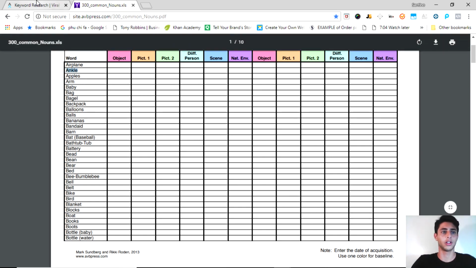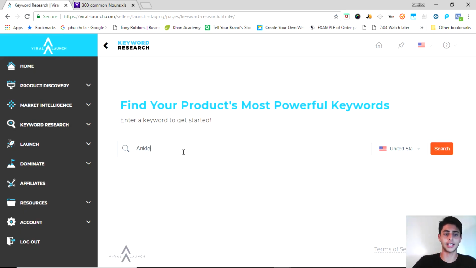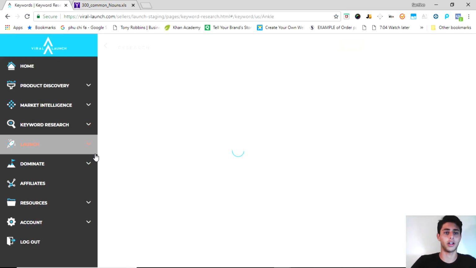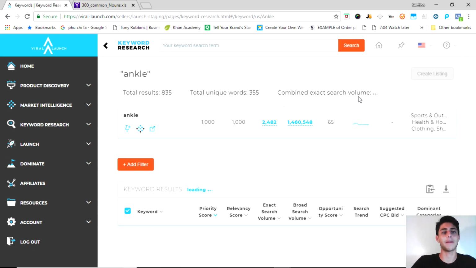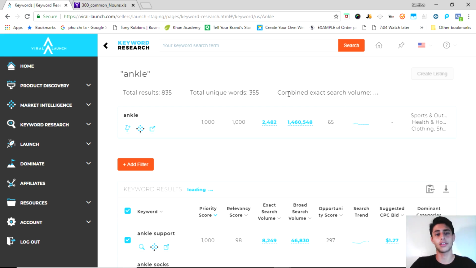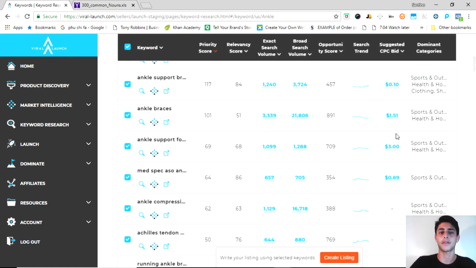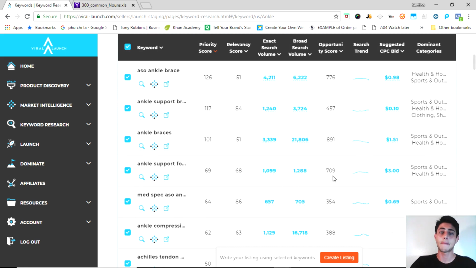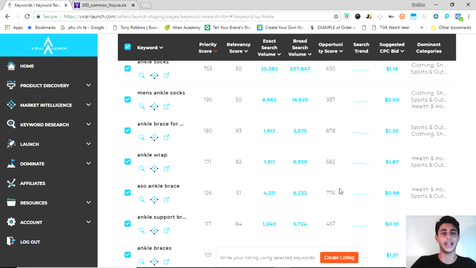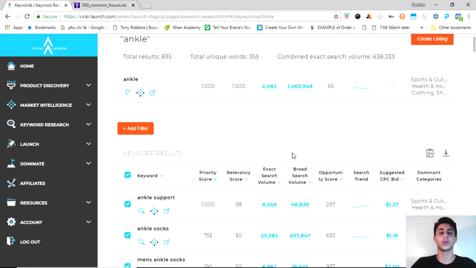Let's use ankle. If you just take the word ankle and plug that into keyword research on Viral Launch, the software is going to propagate a bunch of different search terms, either related to the keyword ankle or phrases that have the word ankle in it. It's going to propagate hundreds of different search results, but we don't want to have to sift through all of that data manually. So we're going to let the software do all the work for us, and we're going to set criteria for a keyword.